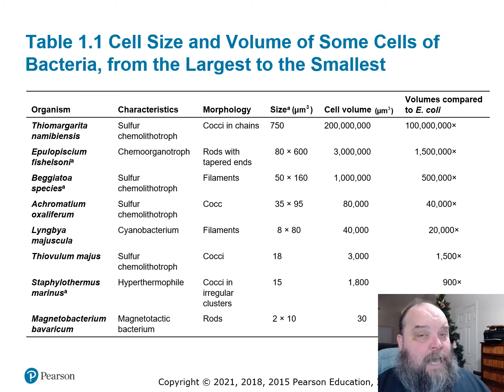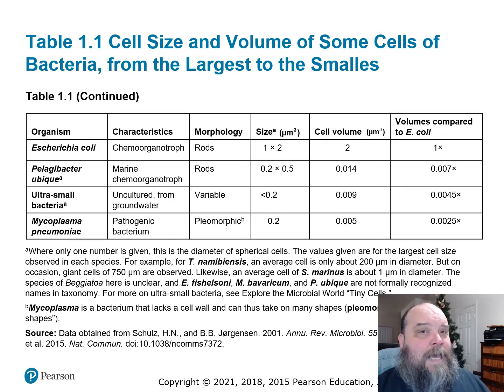So we're going to see in lab, though, just to be able to see the ones that we're going to play with, E. coli, Staph aureus, strep, things like that, you're going to need a microscope with 1,000x magnification. E. coli, whereas the ones on the previous slide were 10, 100,000, millions of times bigger.